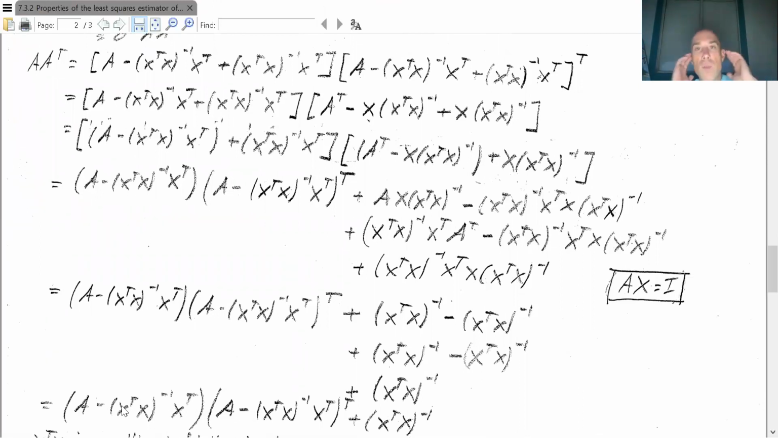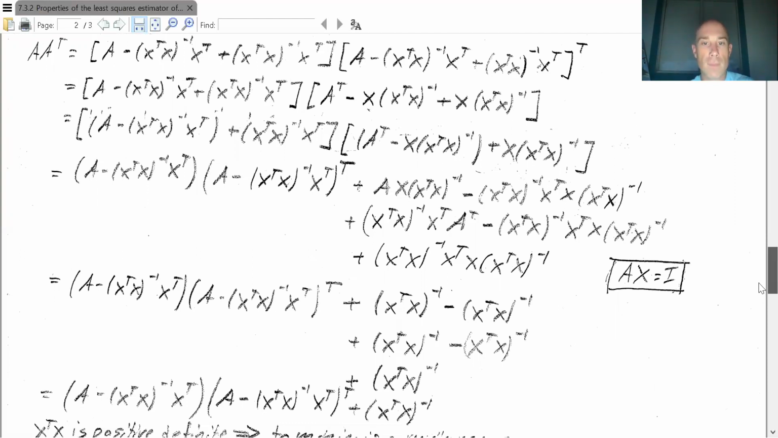Now, this comes from multiplying the parentheses up here. When I multiply the parentheses together, I get this part. Everything else collapses down to that part. Now, let's think about it for a moment. I have a matrix times its transpose. If we remember, that's going to be positive definite. And this is going to be positive definite also.